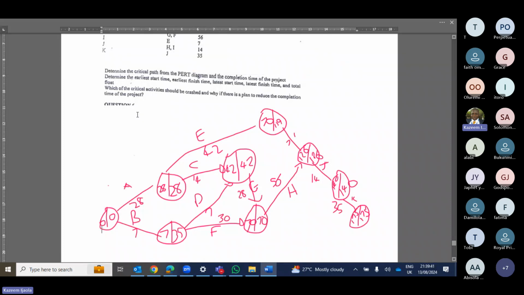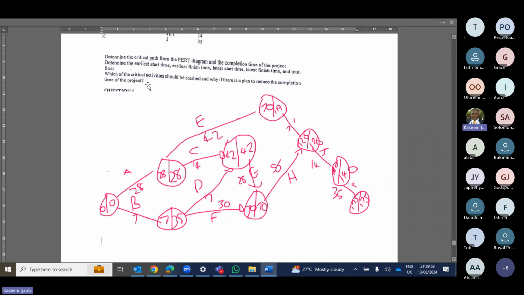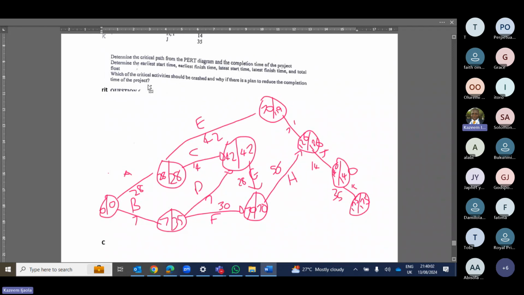If you check the requirement of the questions, we've actually jumped the gun. They said determine the critical part. So before you do your forward part and backward part, we are supposed to do the critical part. Now we have solved B part of the question. We skipped A. No worries. Let's do A now.